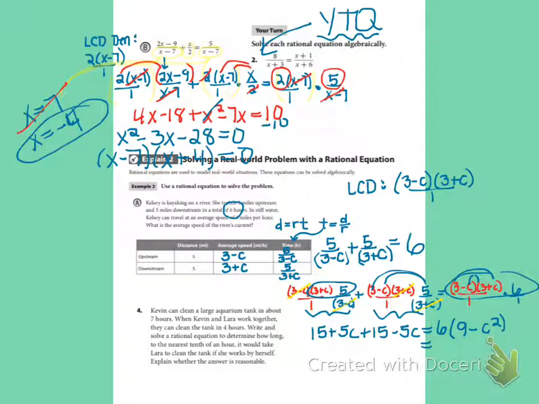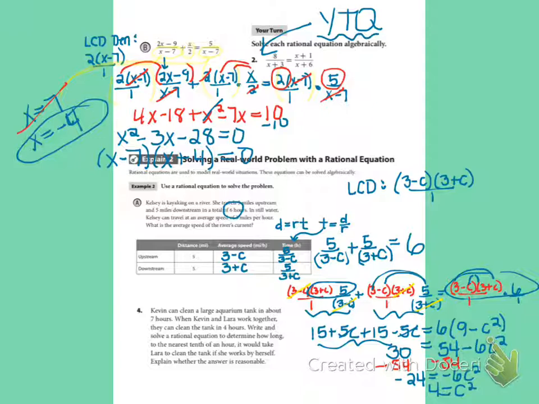And I can now go ahead and simplify everything. So on the left-hand side, the c's cancel out, so that makes it convenient. 15 and 15 is 30. On the other side, I could distribute that 6 through. That makes 6 times 9 is 54, minus 6c squared. Probably the easiest thing for me to do here is to use the square root property to solve. I'm just going to subtract 54, and that's going to leave me with negative 24 equals negative 6c squared. Divide both sides by negative 6, and that's going to leave me with 4 is equal to c squared.